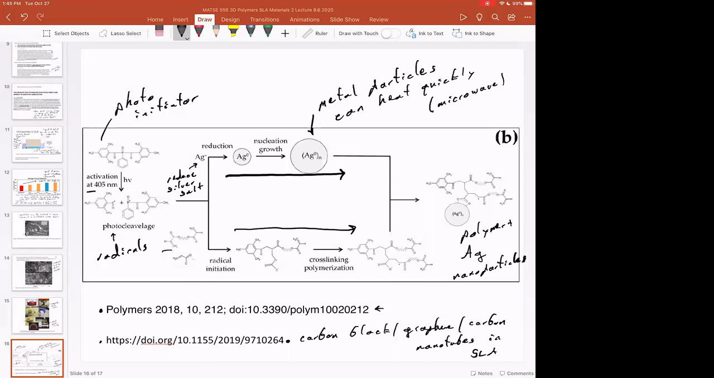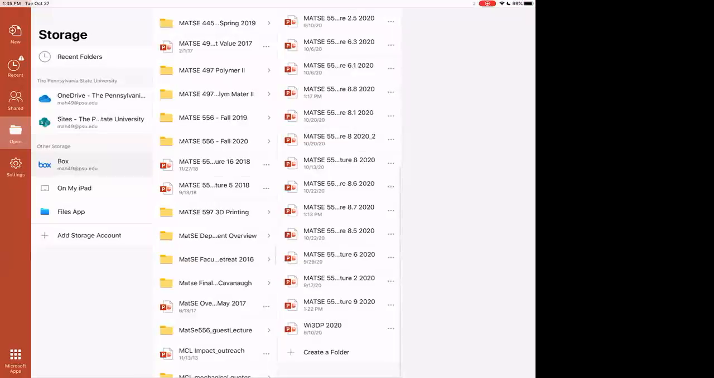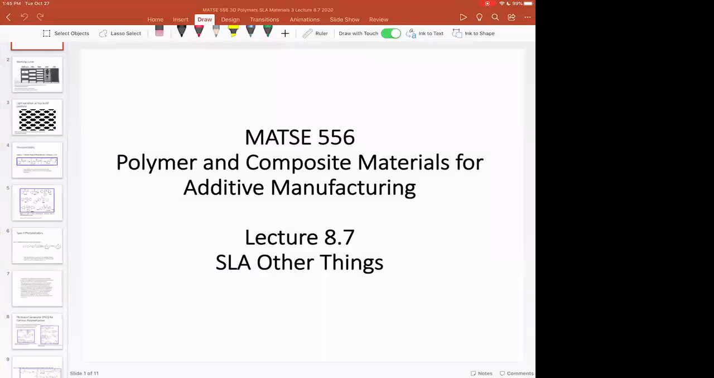Okay, so we will move on to lecture 8.7, which should be in the box. And it looks like my computer is really working well today, so that's great.